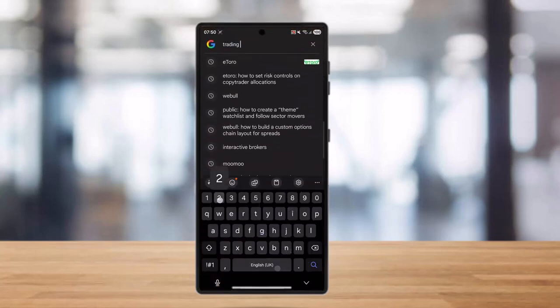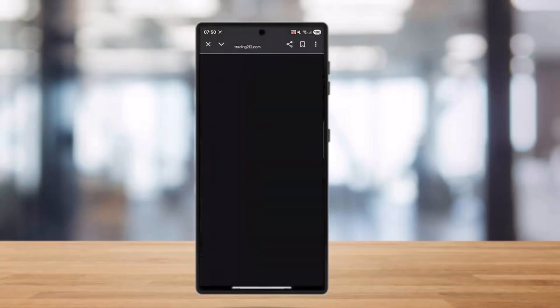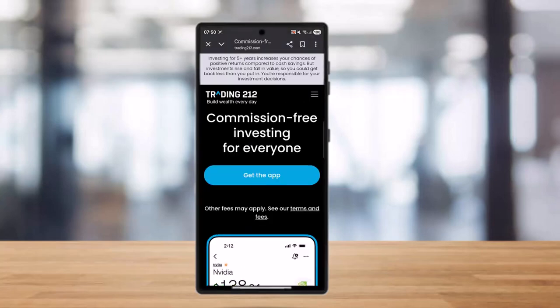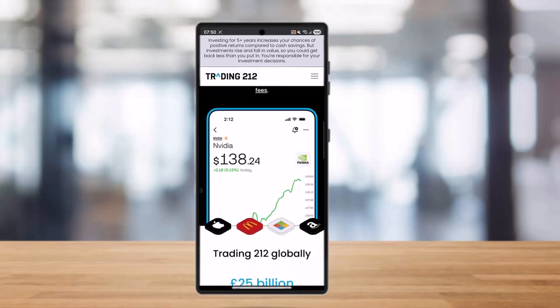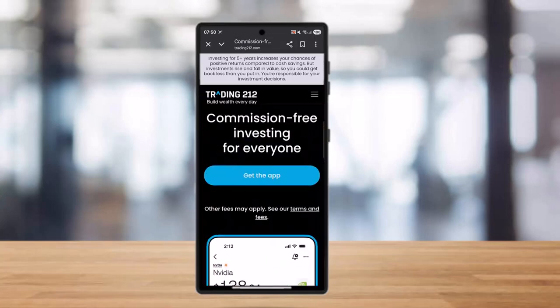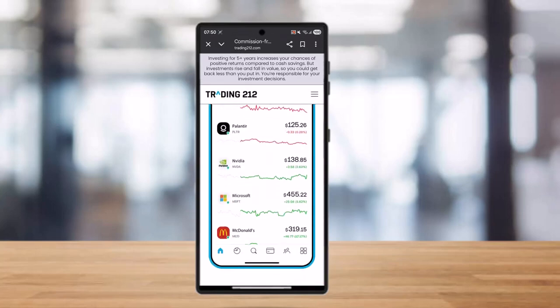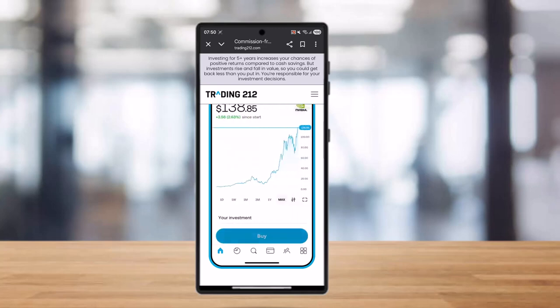If you're trading after hours in Trading 212 and you want to set order types, you can simply select your trade first. Choose the stock you want to trade, tap on buy or sell. Once you have done this, you can simply choose the limit instead of market, and tap on the limit window to set the price.